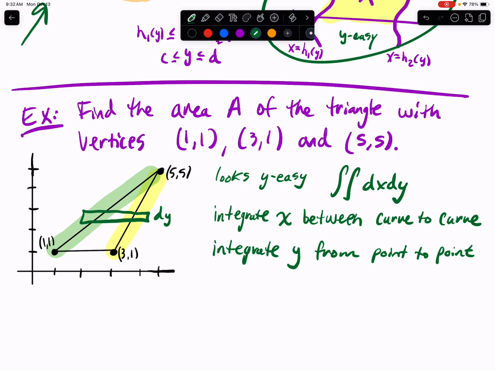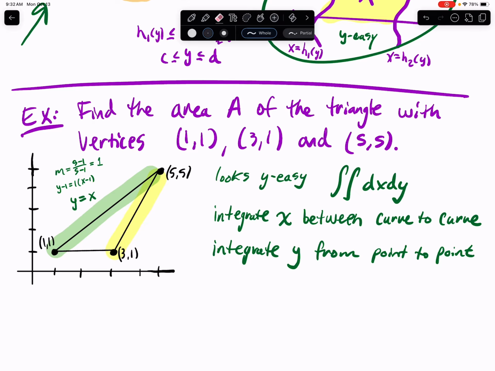To make a line, I need a slope and a point, don't I? So the slope from 1 to 5 5, that's 5 minus 1 over 5 minus 1, which is equal to 1. And then 1 is the point. So y minus 1 equals 1 times x minus 1. So this gets me y equals x for that line there.